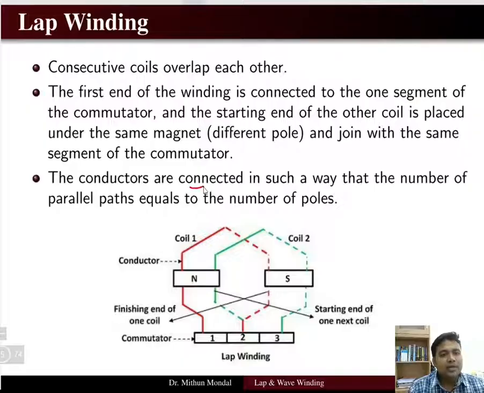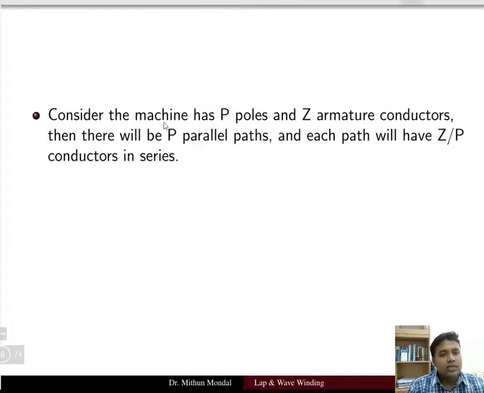The conductors are connected in such a way that the number of parallel paths is equal to the number of poles. So we know that in lap winding the number of parallel paths is equal to the number of poles. Next, consider any machine having P poles and Z armature conductors. Then there will be P parallel paths and each path will have Z by P conductors in series, where Z is the number of conductors and P is the number of parallel paths.